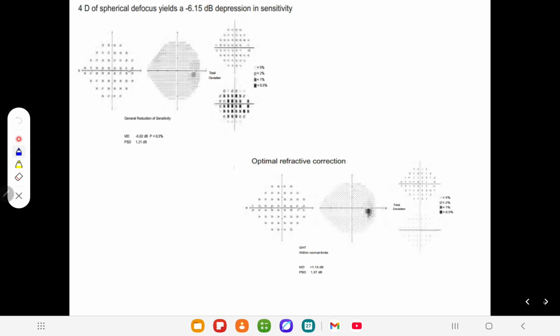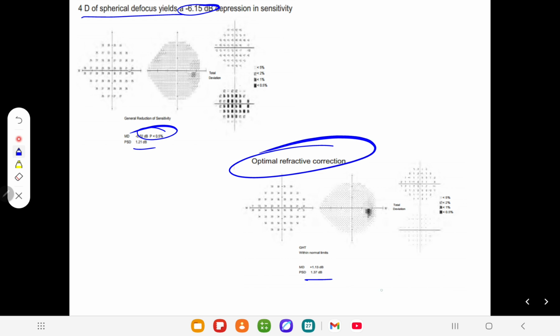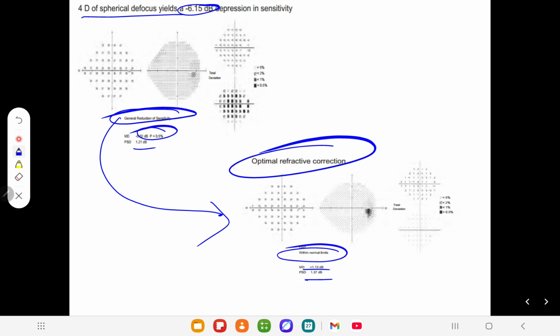So you see, with 4 diopter spherical defocus, there is a minus 6.15 decibel differential in sensitivity. So a generalized reduction. Even the MD is how much? But at the same time, PSD is good in both cases, isn't it? But whenever the correction is done, then it's gone. In a glaucoma field test, you see a generalized reduction, but whenever it's gone, everything is good. So that's how it affects.